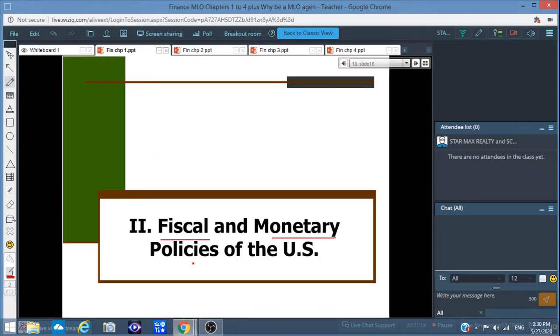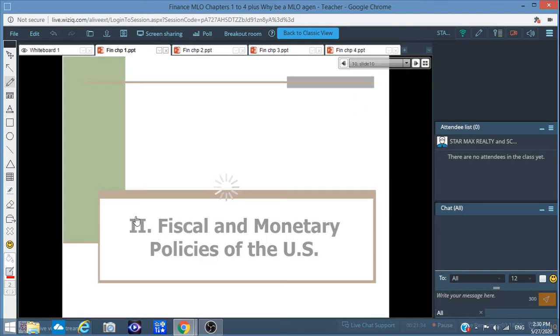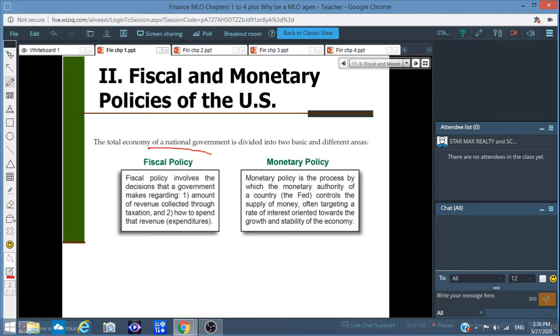Okay, fiscal and monetary policy of the US. Fiscal and monetary, very different. Fiscal policy is what? It involves the decisions that a government makes regarding the amount of revenue collected through taxation, and then how to spend the revenue. That is called fiscal policy.